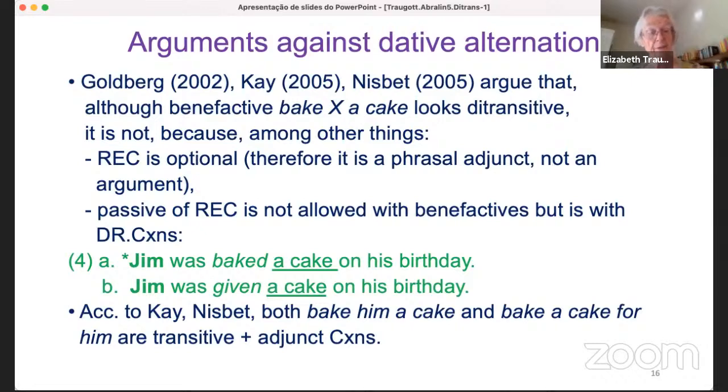In particular, they argue that although the benefactive bake someone a cake looks ditransitive, it's not. Because among other things, the recipient is optional. So it's a phrasal adjunct and not an argument. And passive of recipient is not allowed with benefactives, but is with the direct recipient constructions. So Jim was baked a cake on his birthday is no good in modern English. I don't find it that bad, but I can't find any in the data. And Jim was given a cake on his birthday is perfectly fine. So according to Kay and Nisbet, both bake him a cake and bake a cake for him are transitive plus adjunct constructions.